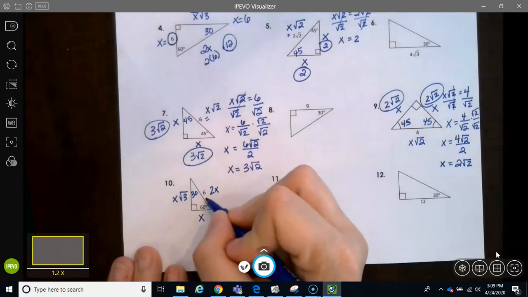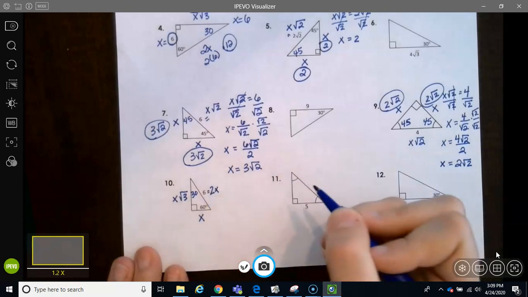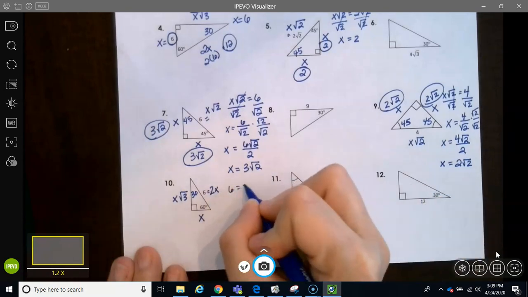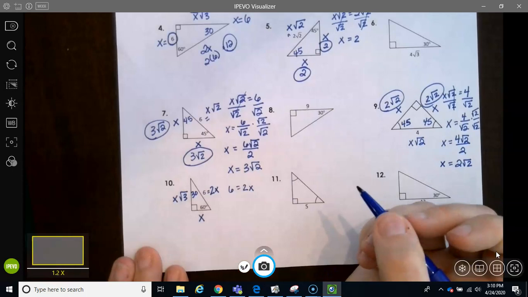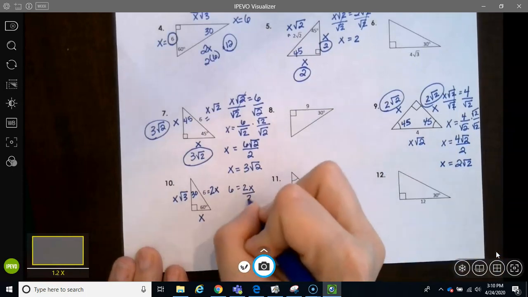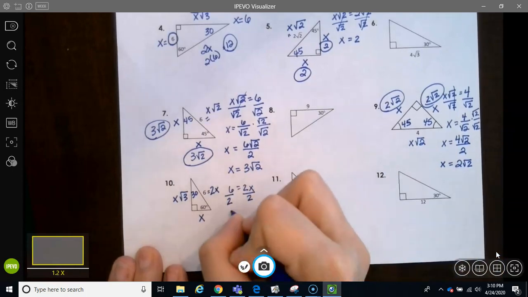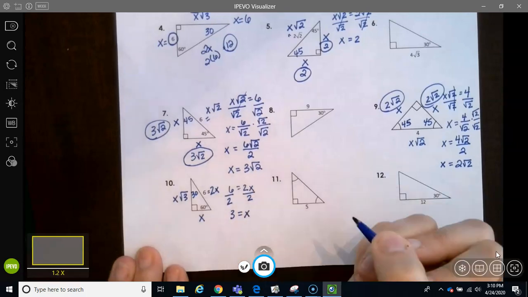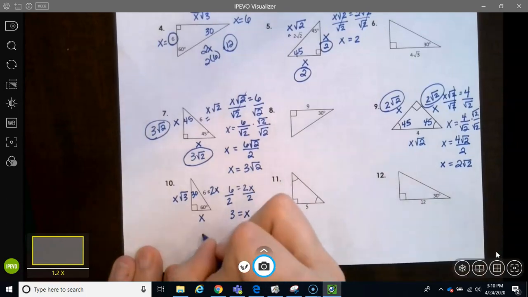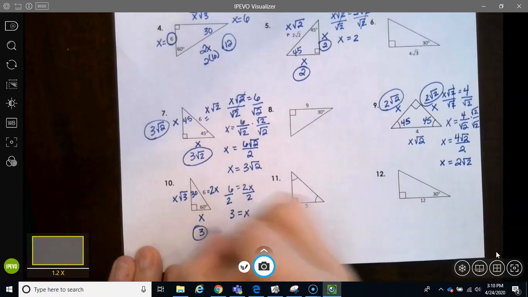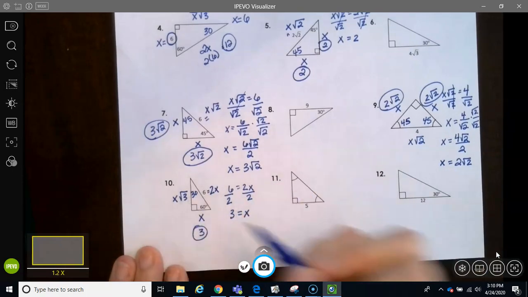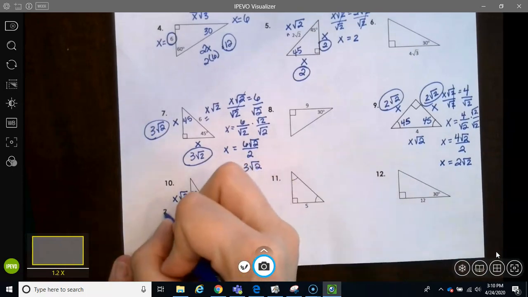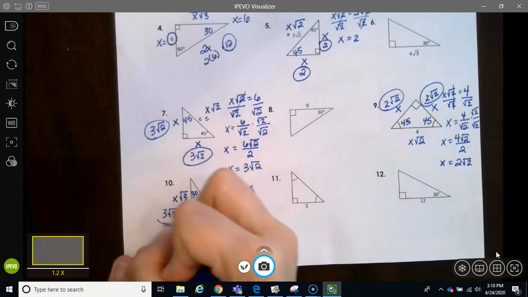Whatever side they tell you the length of, you set it equal to its representation. So we set 6 equal to 2x, and then work towards getting x by itself. So I'm going to divide both sides by 2. We get x equals 3. So for this side, we replace that x with 3, so that side is just 3. And for this side, we replace the x with 3, so that side is 3 square roots of 3.